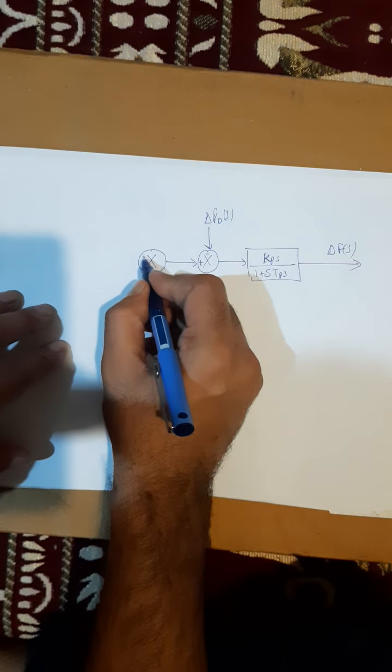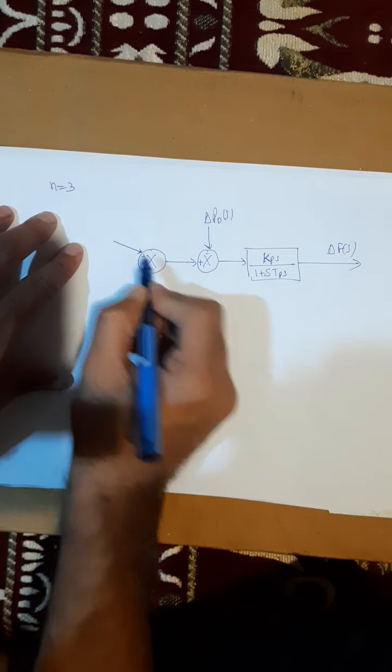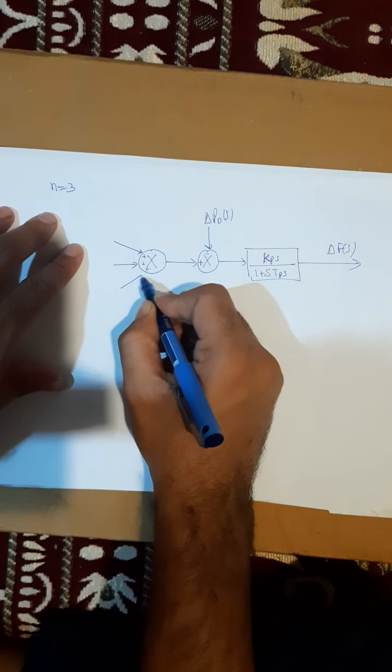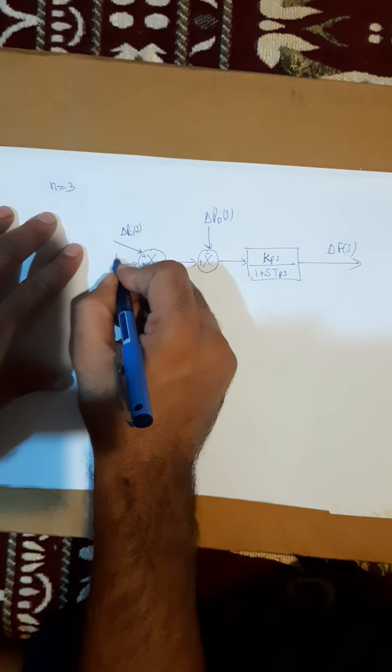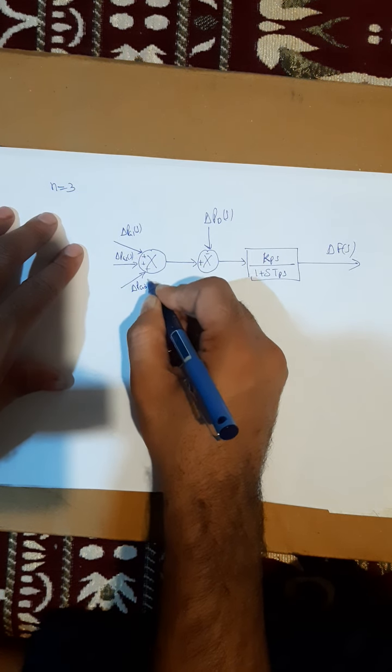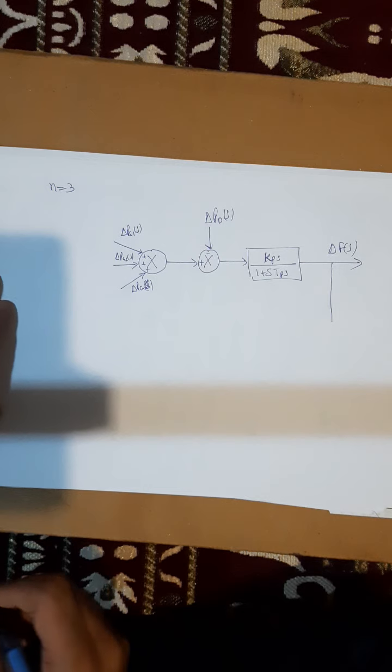Suppose I am taking n equal to 3. So I will have 3 generators here, 3 inputs here: 1, 2, 3. This is delta PG1(s), this is delta PG2(s), and this is delta PG3(s). Here s is in Laplace domain. Okay, so this is my feedback system.